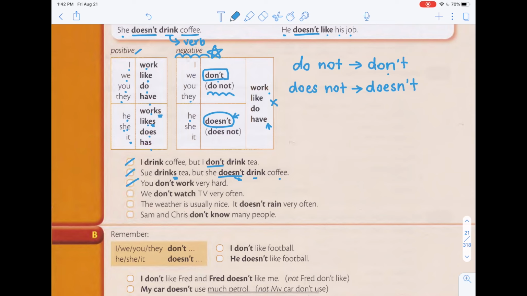You don't work very hard. We don't watch TV very often. The weather is usually nice. It doesn't rain very often. Sam and Chris don't know many people.